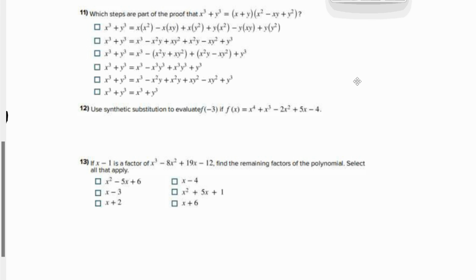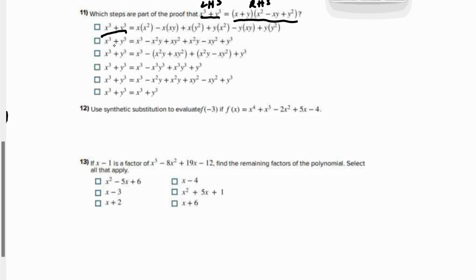Chapter 3 review. We're going to look at problems 11 through 20. Number 11 is looking at another proof. I want to make the left-hand side of the equal sign equal the right-hand side. I'm just going to rework one of them and make it look like the other. So if I look at all my answers here, I'm just trying to prove which steps actually go with it.